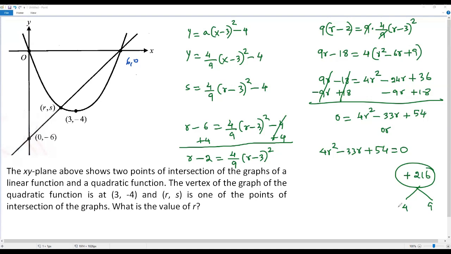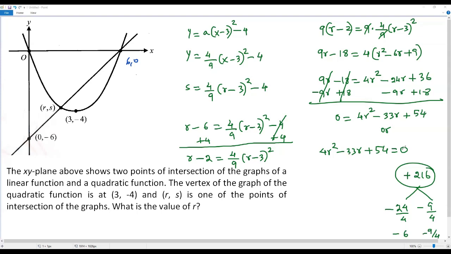Then I just tried with 24. So 24 times 9 is 216. When I add them, I'm getting 33. But here it has to be negative 33. So I took negative sign for both 24 and 9. Okay, now what I have is further I have to divide both these factors by the coefficient of r square, that is 4. Let me divide. So when you divide 24 by 4, I am getting negative 6. But 9 is not divisible by 4. You can take this negative 9 over 4 as it is.